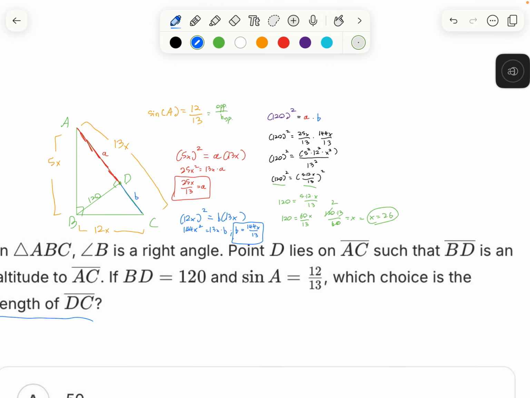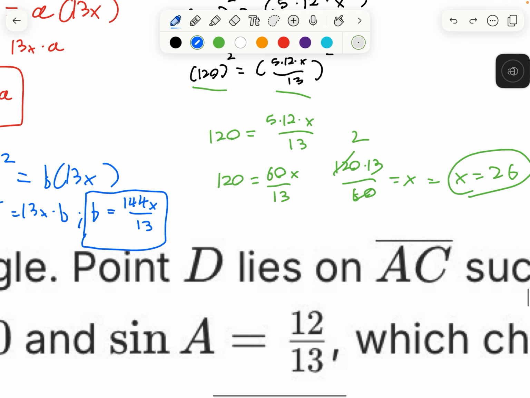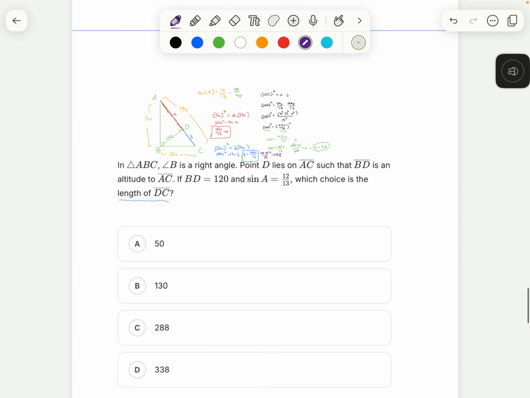Now, what are we trying to find? We're trying to find the value of dc, the length of dc. Well, dc is just b, right? If you go back to what b was, it's 144 times x divided by 13. Well, we found x, so it's 144 times 26 over 13. These cancel out. You get 144 times 2, which is 288. And that gets us to answer choice C.